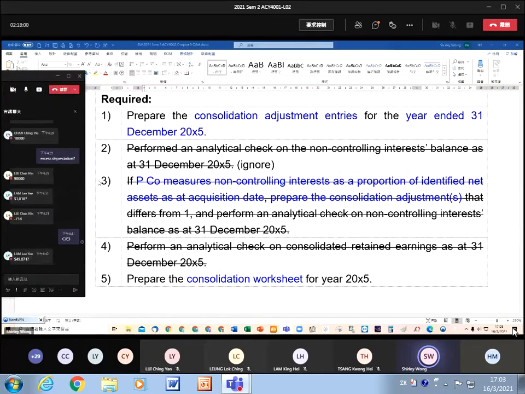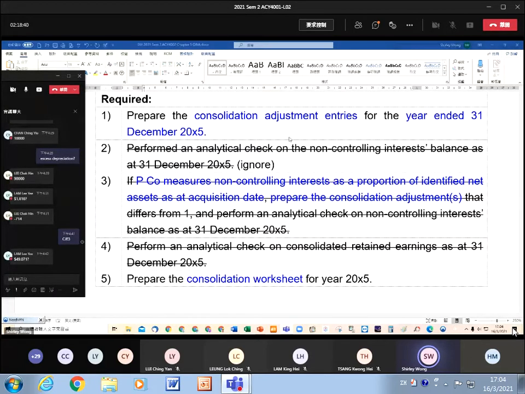But for requirement number 3, what does it mean? Usually we calculate the NCI at fair value, right? But this question asks you to calculate NCI as a proportionate share. In reality, nowadays, in practice outside, NCI is usually at fair value. We seldom use the proportionate share of net assets to calculate the NCI because it is easier to find the fair value. Since our test and examination focus on fair value of NCI rather than calculating it proportionately, we do not require you to prepare requirement number 3.